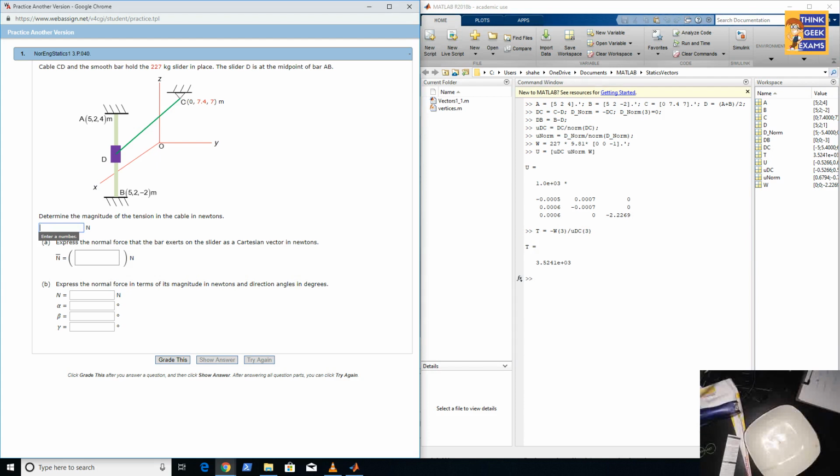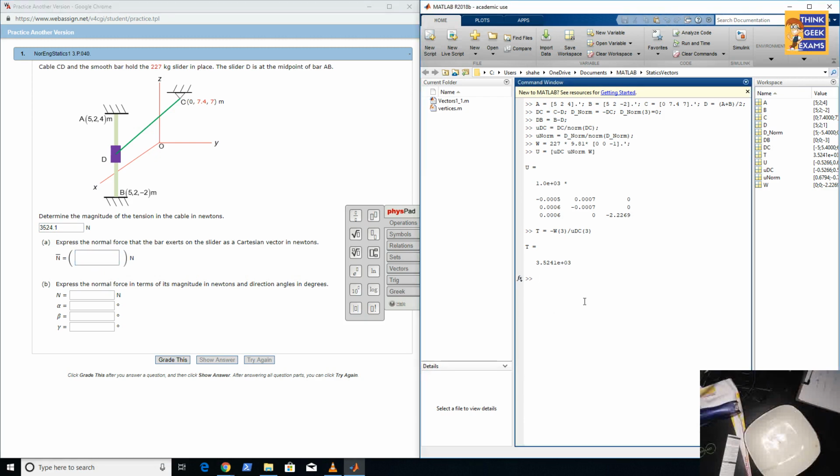Tension is 3524.1 actually. So this is in newtons, and times 10 to the power 3 makes it kilonewtons. Yeah, so that's the 1,000. So I just multiplied that 1,000 out.